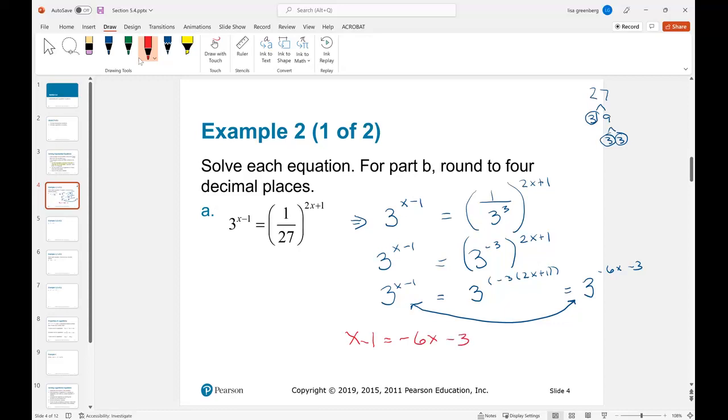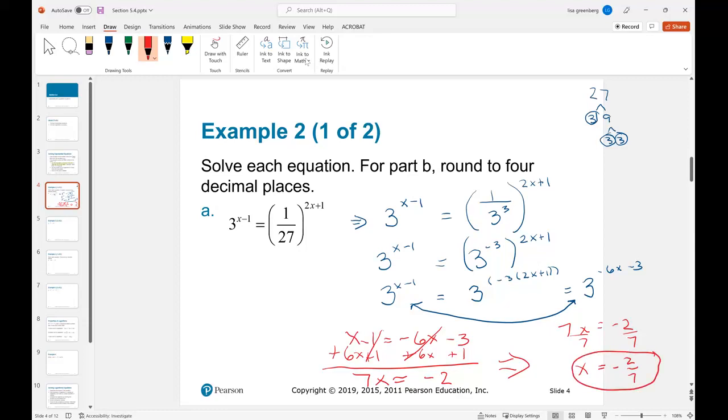So I'll add 6x to both sides, and at the same time, I can add 1 to both sides. And then we'll see, this becomes 7x. The 1's cancel, equals, again, the minus 6x and plus 6x cancel, and I get minus 2. So if I have 7x equals negative 2, divide both sides by 7, and I end up with x equals negative 2 sevenths. And that would be my final answer for this.